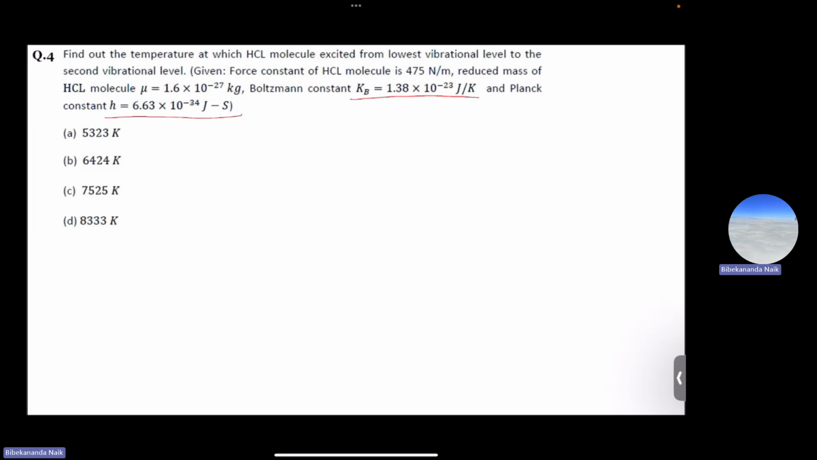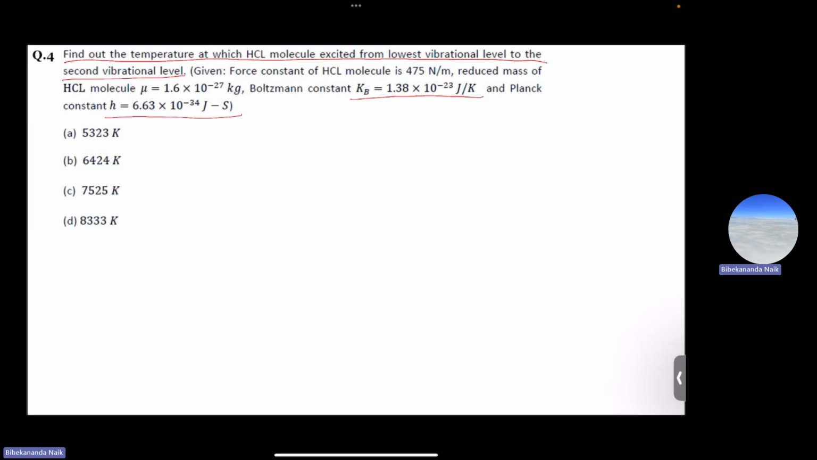Why is it given? Because we need to find out the temperature at which the HCl molecule is excited from the lowest vibration level to the second vibration level. So, in order to find the temperature, we need to convert the energy in terms of temperature, and the relationship between E and T is given by E equals KT. So we will calculate the energy in joule, equate it to K into the temperature, and from that we can calculate the temperature, which will be in the units of Kelvin.